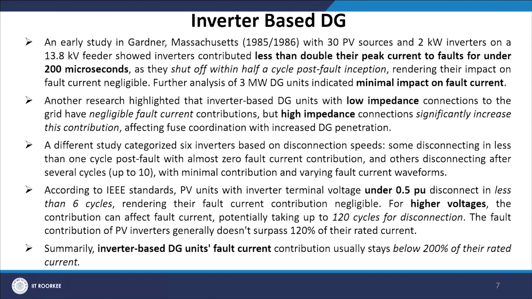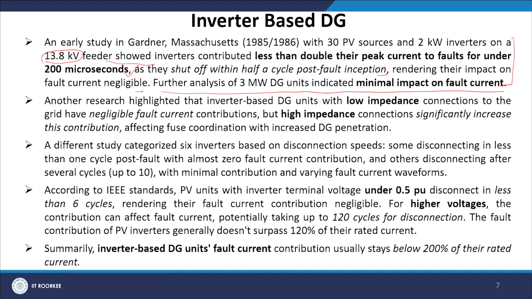1985-1986 with 30 PV sources and 2 kilowatt inverters as an example on a 13.8 kV feeder showed the inverters contributed less than double their peak current to the fault for under 200 microseconds. So this was the initial study, as they shut off within half a cycle post fault inception, rendering their impact on fault current negligible. Further analysis of a 3 megawatt DG unit indicated minimal impact on the fault current.